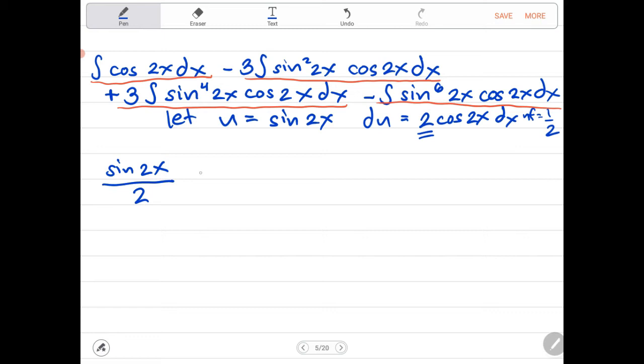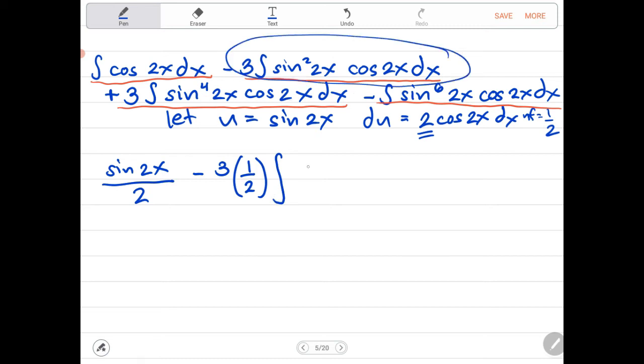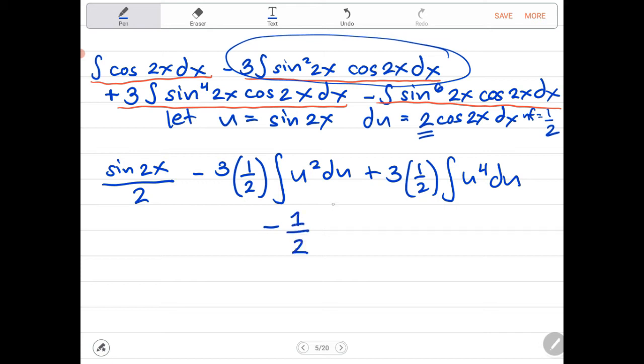Then minus 3. The neutralizing factor here, 1/2. Then the integral of, substitute the second equation, no? This one, second equation. So we have u squared du, plus the third one, 3 times the neutralizing factor, 1/2, the integral of u raised to 4 du. Then the last one, minus the neutralizing factor, 1/2, then the integral of u raised to 6 du.